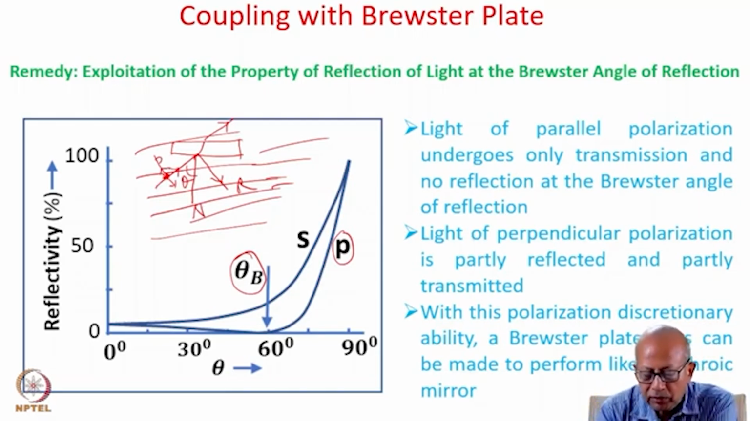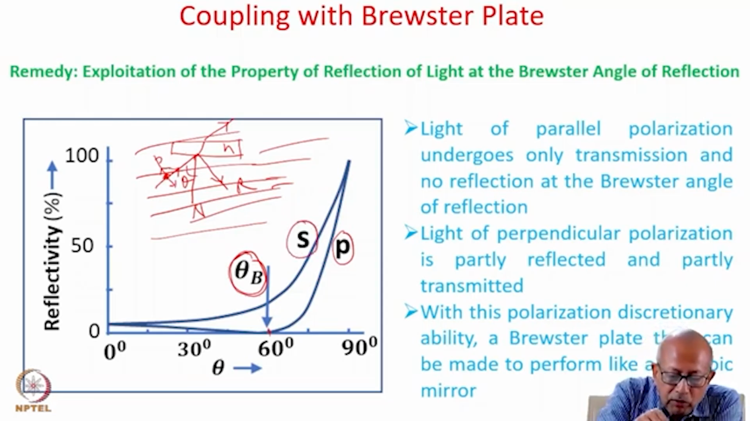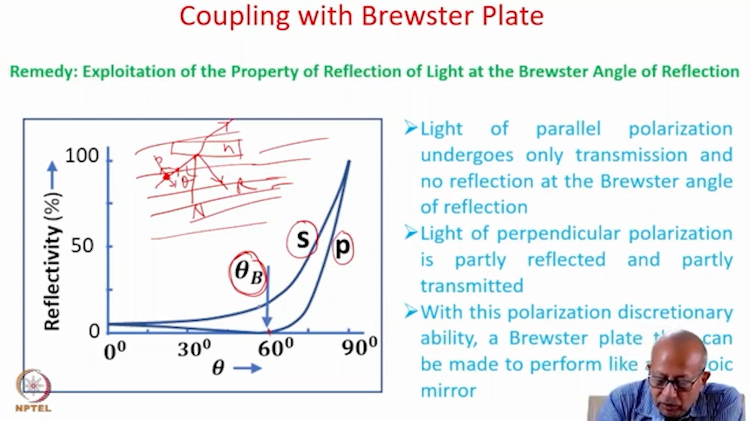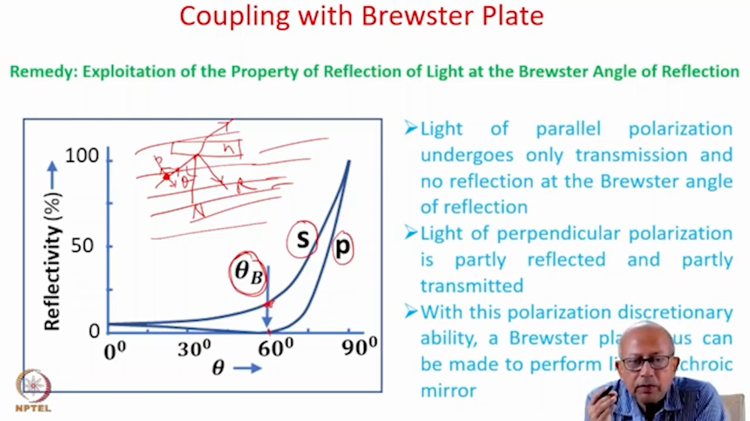For p polarization, the reflectivity at the Brewster angle of incidence is 0. That means p polarization cannot be reflected at the Brewster angle. This depends on the refractive index of the medium. However, the orthogonal polarization, the S polarization, which is perpendicular to the incident plane, can be both reflected as well as transmitted. So this is the reflection and the rest will be transmitted.